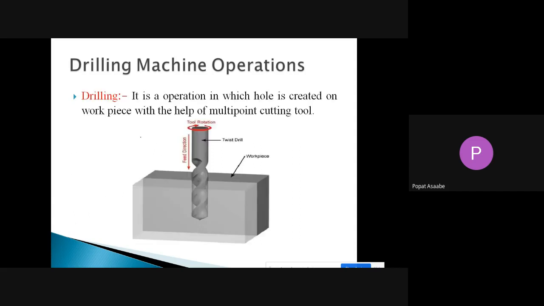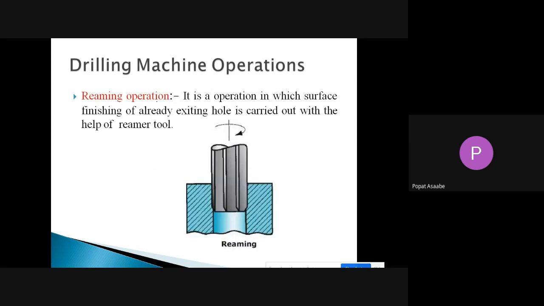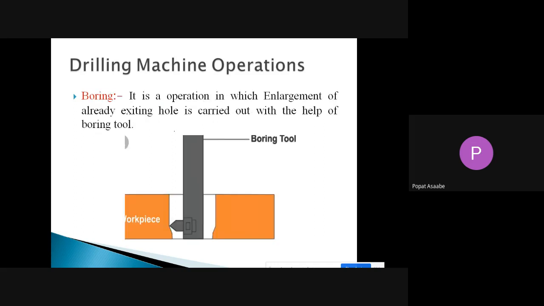You know that drilling is just creating a hole in a workpiece with the help of multi-point cutting tools, means with the help of the drill bit. Then the trimming operation is the process in which a small amount of material is removed from the already existing hole for surface finishing purposes. Then the boring operation: you already know what it means. It is the process in which we enlarge an already existing hole with the help of a single point cutting tool.